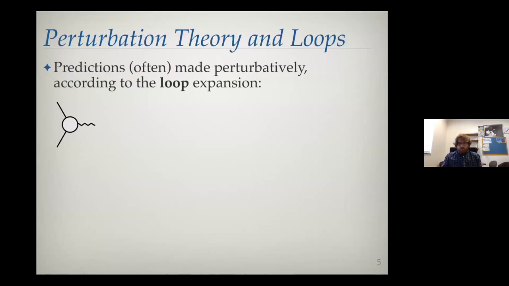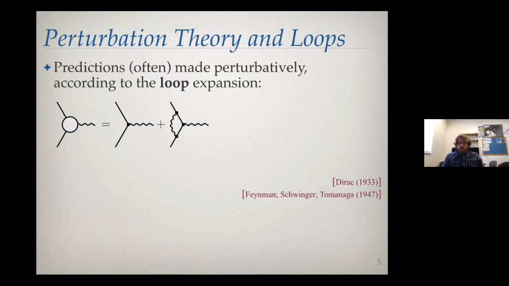At tree level, there's just a single diagram that Dirac wrote down, well, not quite graphically, in 1933, and got his Nobel Prize. At one loop, there's another single diagram to do, which most students do compute as a homework assignment in a quantum field theory course. And this won Schwinger, Feynman, and Tomonaga the Nobel Prize in 1947.